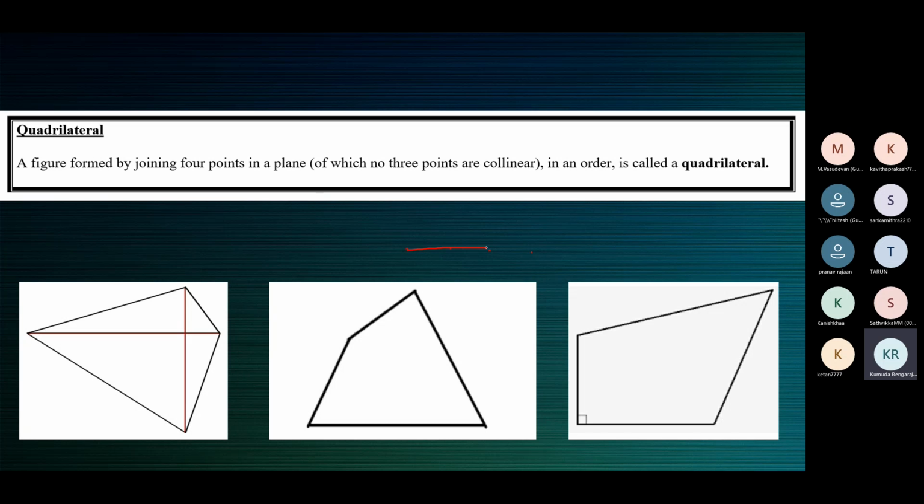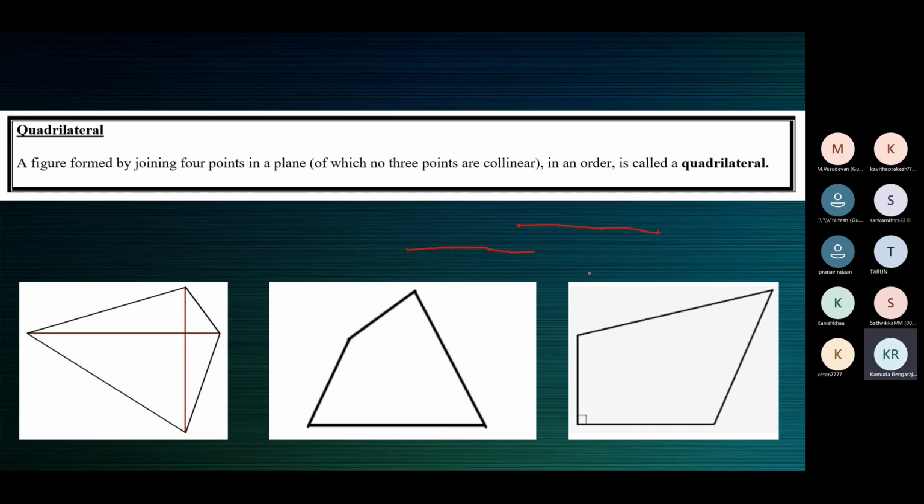What if the 4 points are collinear? No quadrilateral is formed. I have 4 points, 1, 2, 3, 4. But when I connect them, I only get a line segment. I don't get a quadrilateral. That means the 4 points must not be collinear.